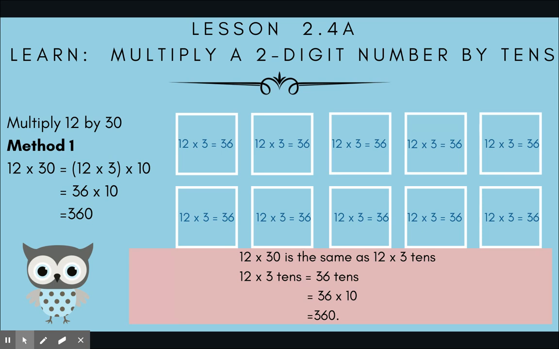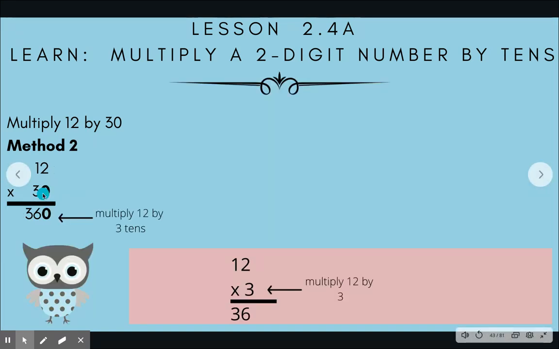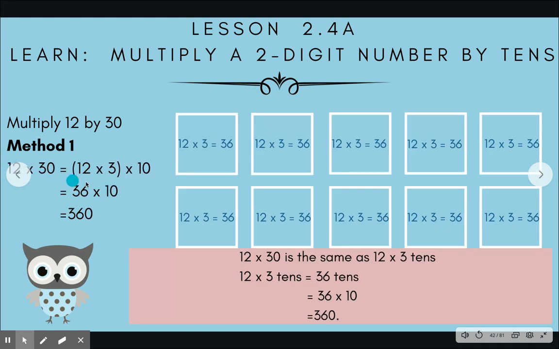So here's the example. We're multiplying 12 times 30. Method one is to think about solving this problem by thinking, okay, I've got 10 groups of 12 times 3, because 30 is basically just 3 times 10. So 12 times 30 is the same as 12 times 3 times 10. You've got all these 10 groups of 12 times 3.